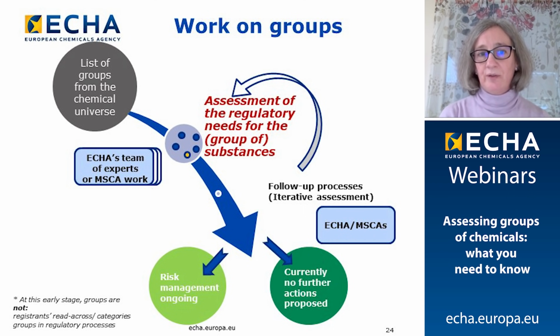You will see also that we will then identify actions for some of those substances under risk management ongoing, and those actions can be done by either ECHA or member states. Typical actions could be, for instance, harmonized classification and labeling, which is something that can be done by member states, or proposing a restriction.